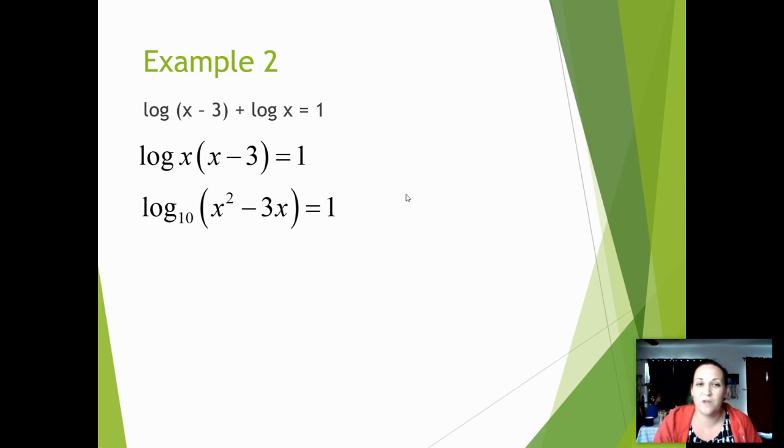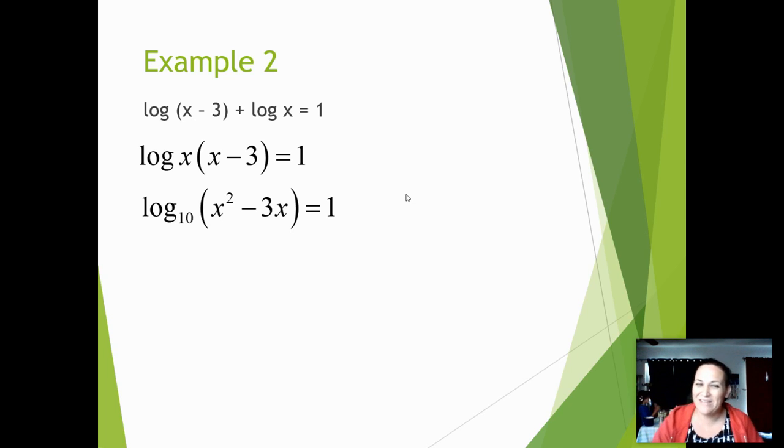Notice that I kept the subtraction problem in a parentheses. That way I remember that this whole thing is part of the log. I am taking the log of the x squared minus 3x. So make sure to keep those parentheses around the subtraction problem.